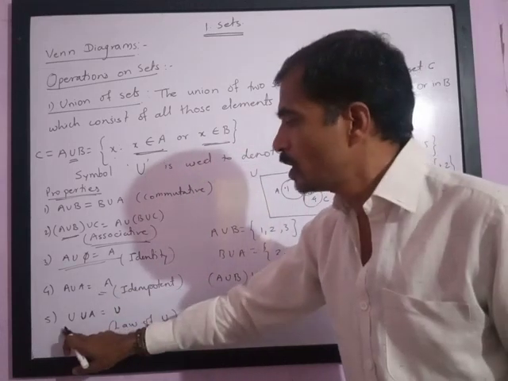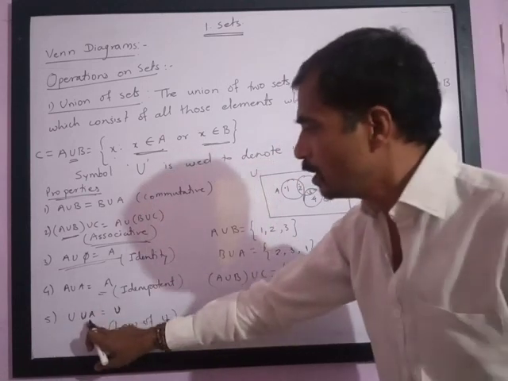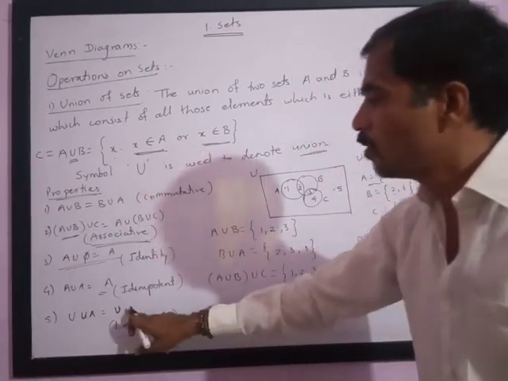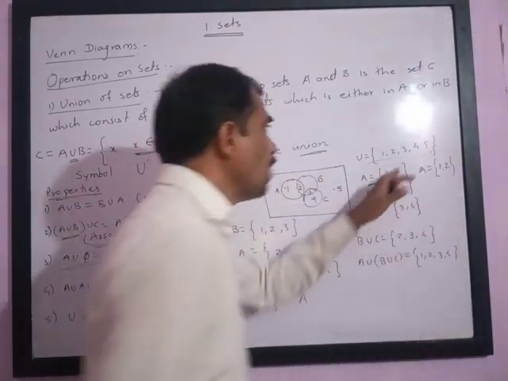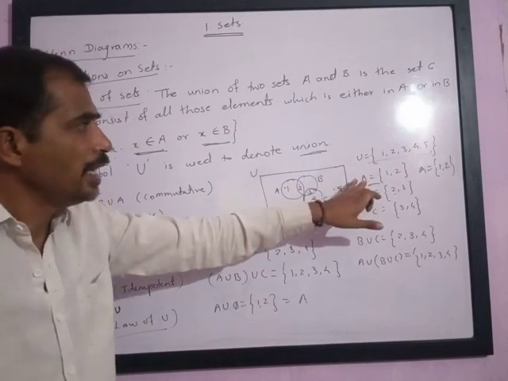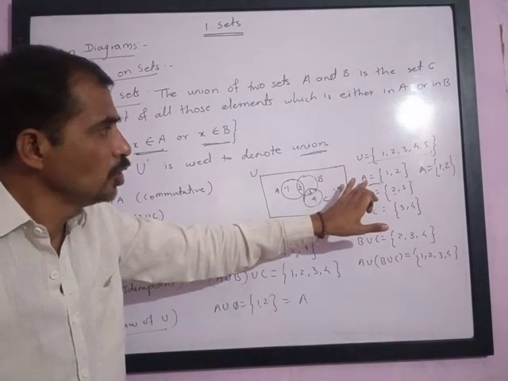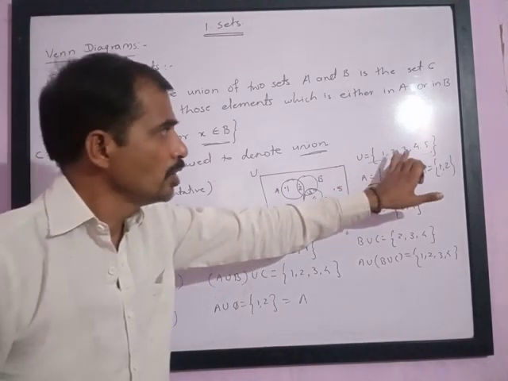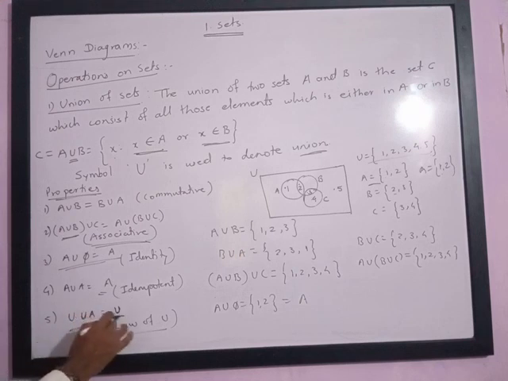Then the law of universal set: universal set union with A is equal to, here, if {1, 2, 3, 4, 5} is the universal set and A is the set of 1 and 2, then universal set union with A is equal to universal set itself. So universal set union with A is equal to universal set itself. This is called law of universal.